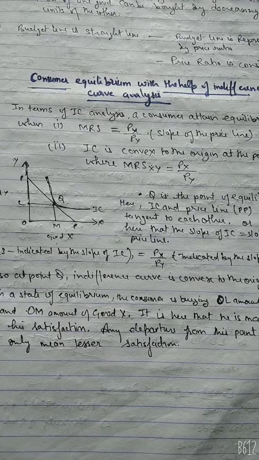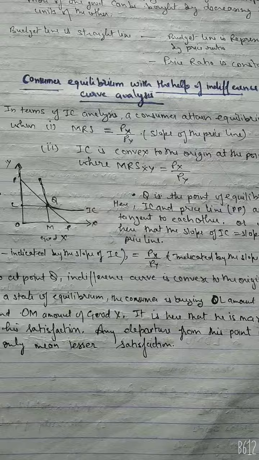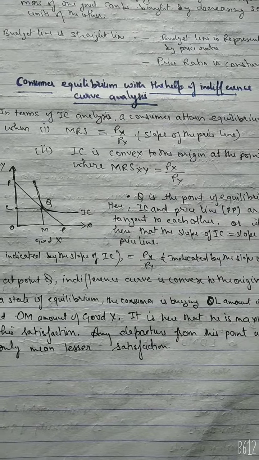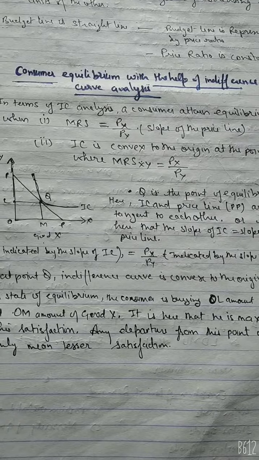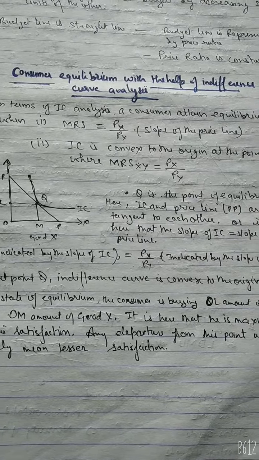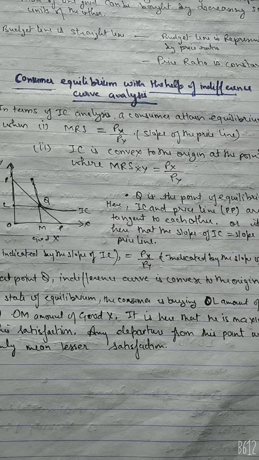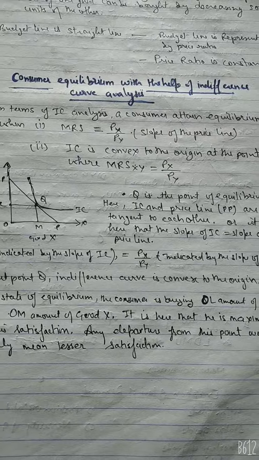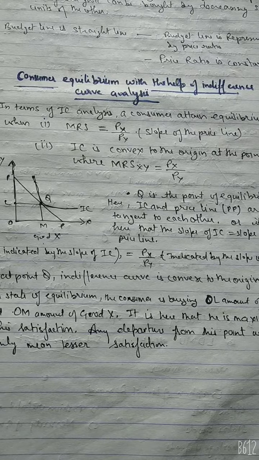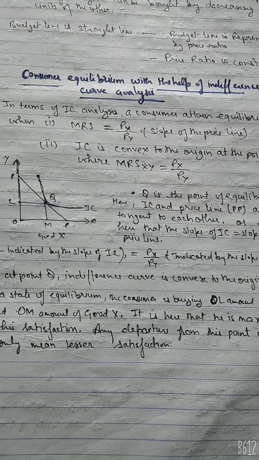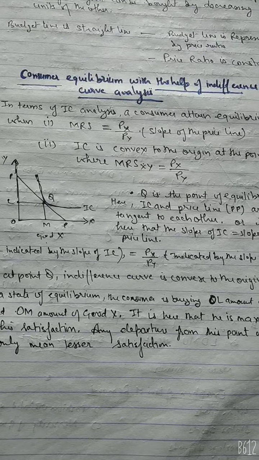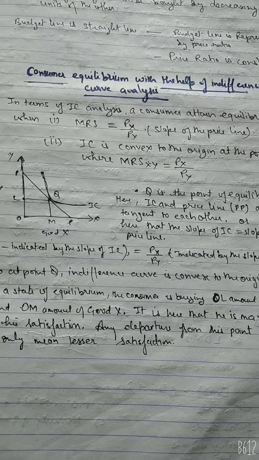These are the assumptions of the equilibrium condition under the indifference curve approach. The first, the consumer is rational. Second, utility is ordinal. Third, the consumer has monotonic preference. Fourth, the prices of the goods and the income of the consumer are fixed. And fifth, consumption of at least two goods must be there.